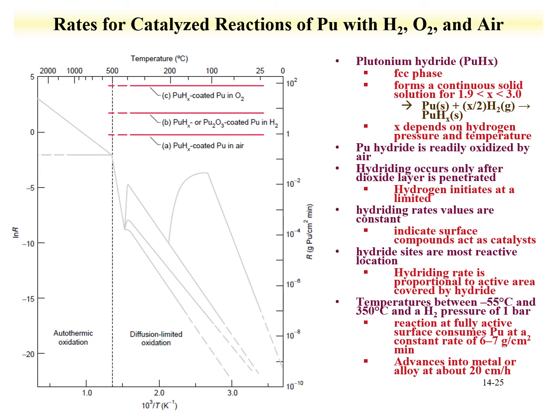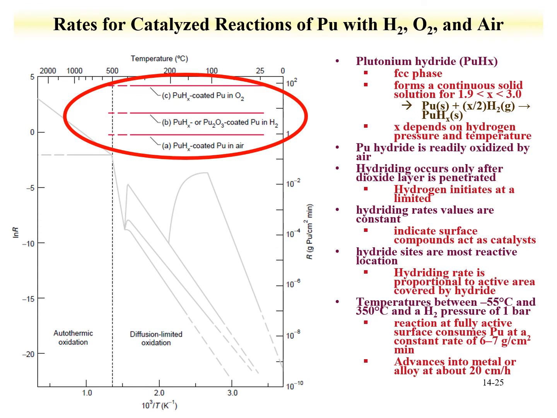We can also examine the oxidation of plutonium as a hydride species. Here we see the rates for the oxidation of plutonium hydride coated plutonium, and this oxidation is done in air, a hydride of plutonium, or the oxidation state 3 oxide coated plutonium in hydrogen. So in other words, this is a formation of the hydride. And then here's the plutonium hydride coated plutonium in oxygen.